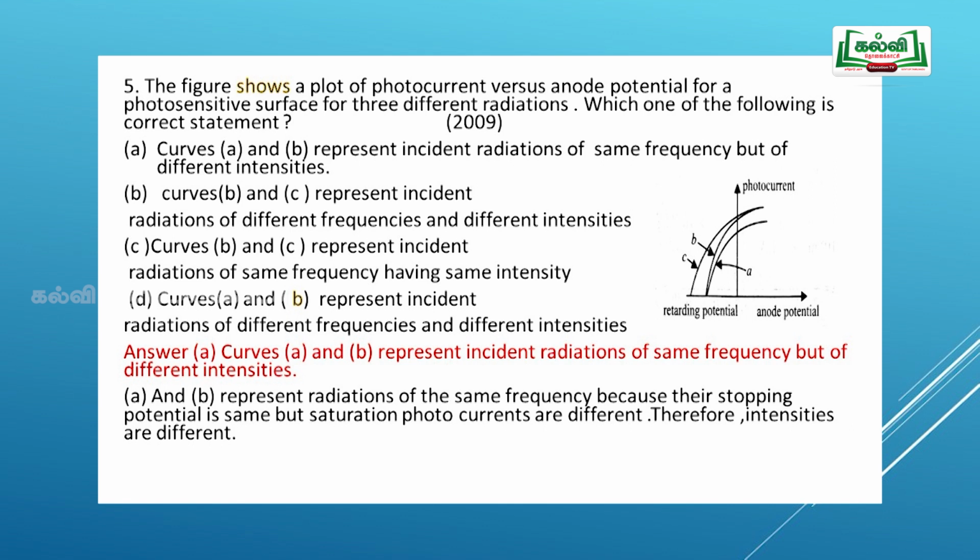So now let's see the options. The first option is the correct option because the curves A and B represent incident radiation of same frequency. Stopping potential is same but of different intensities because their saturation currents are different. So A and B represent radiation of same frequency because their stopping potential is same but saturation photocurrents are different. Therefore, their intensities are different. So the option A is the correct option.